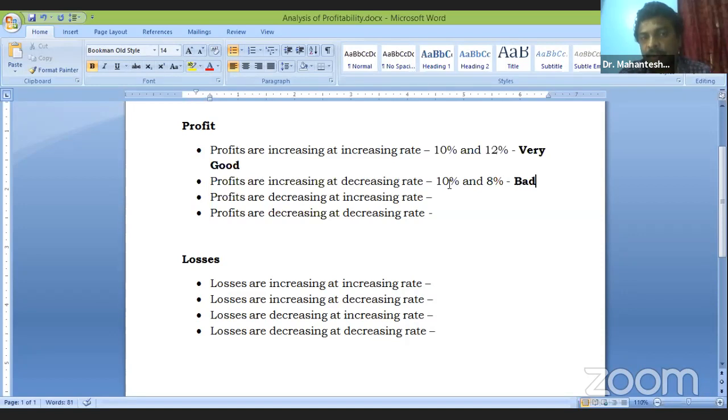If the profits are increasing at a decreasing rate, profits have increased in the last year at the rate of 10%, but this year the profits have increased at the rate of 8%, and now the performance of the company in terms of profitability is not satisfactory, we can say.